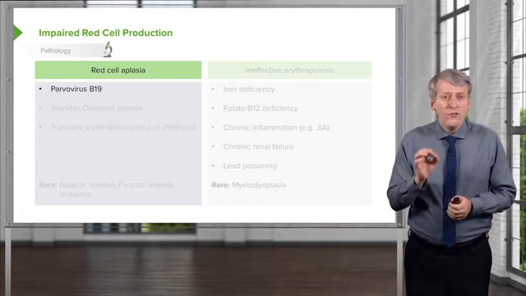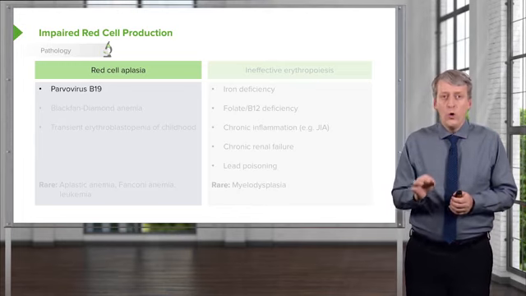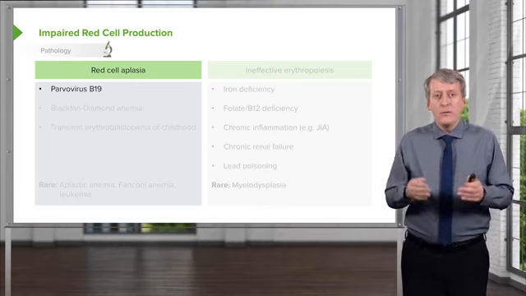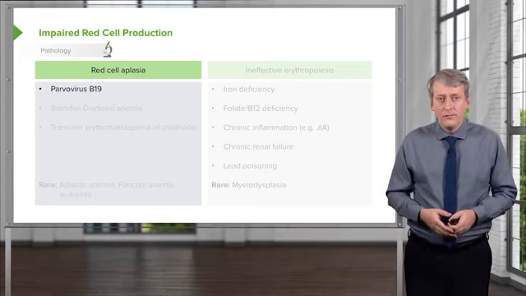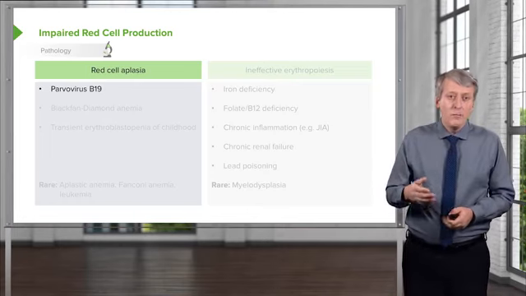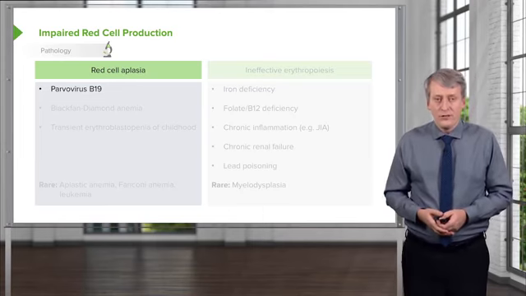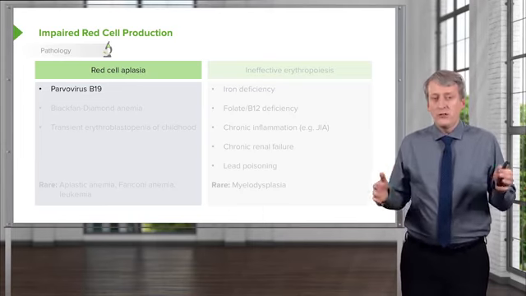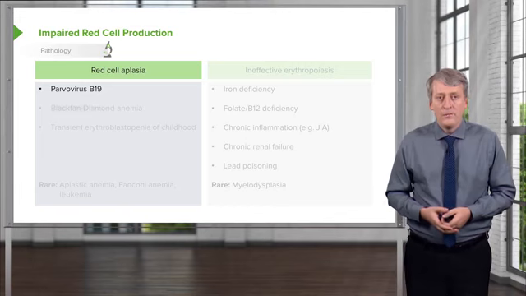go. The first is the patient could have a true red cell aplasia. They're simply not making red blood cells. Causes of this include the parvovirus B19 infection. So the virus comes in, it actually suppresses bone marrow production.